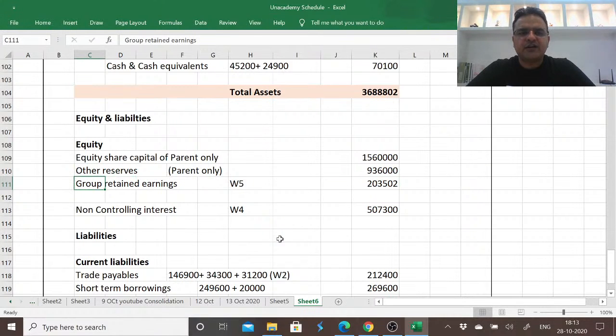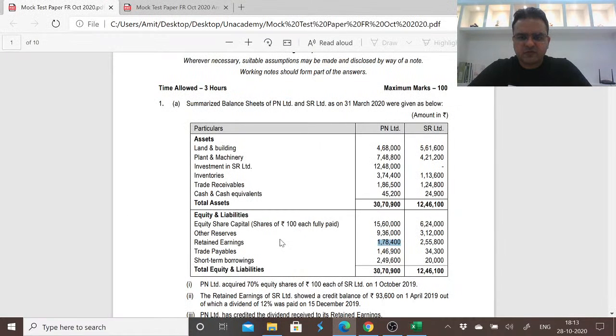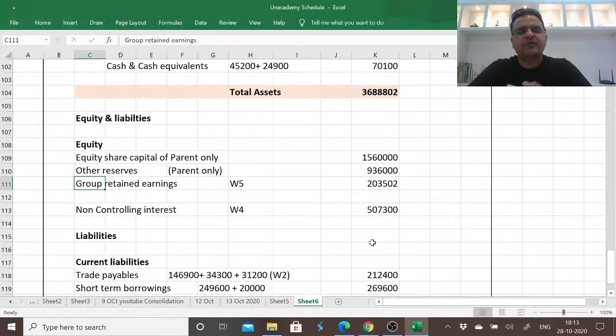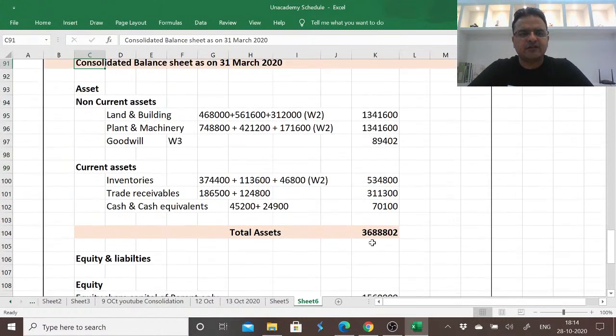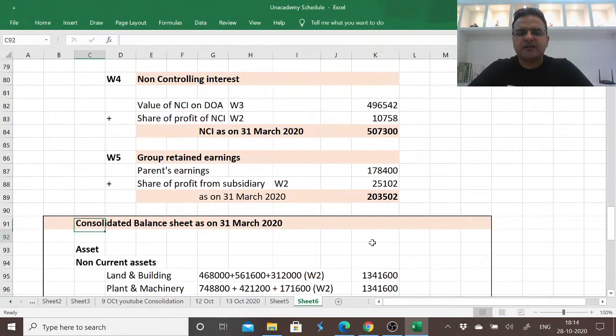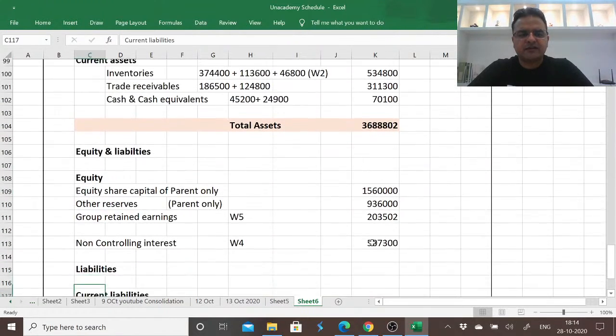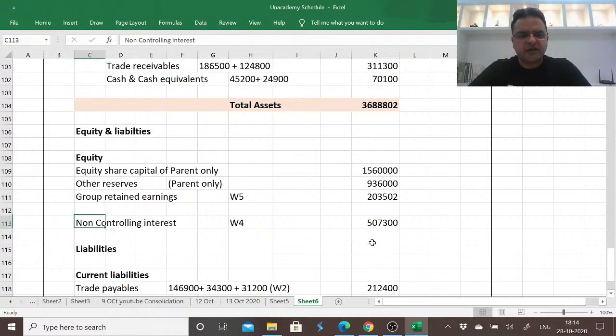Then we have group retained earnings. Group retained earnings represents the parent's earnings plus post-acquisition earnings only. So the parent's earnings was 178,400. Post-acquisition earnings of subsidiary, 25,102, were added to it, and we got group retained earnings. Non-controlling interest valuation, 507,300, is the value of NCI on date of acquisition plus share of profit of NCI. So we will be including it separately. So these are the new line items included as part of equity and liabilities.